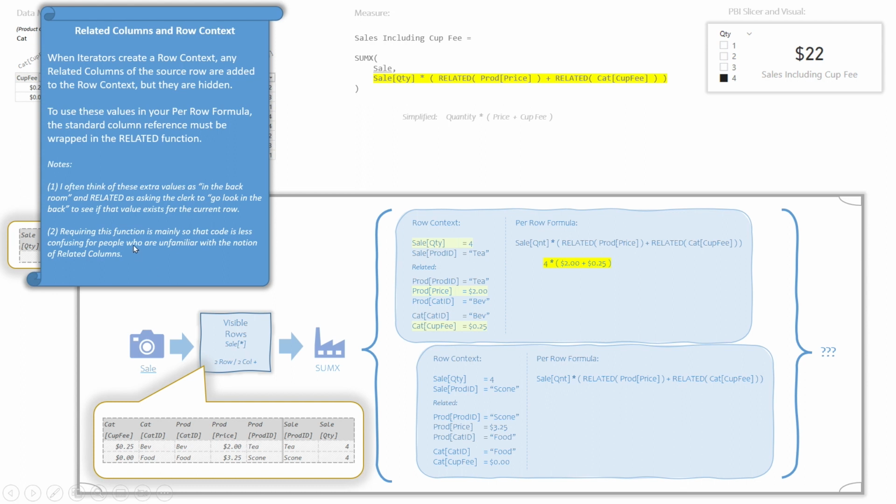Now, that brings up the question, why do they do this? Why do they make you use this related function? I think the real answer, I don't know this for sure, but my best guess is this related function is just meant to make it a little bit easier for human beings to read. It has less to do with the way that the program deals with these column names. It has more to do with making it more obvious that when you say prod price here in your per row formula, you mean the related value of prod price, right? You mean the one that you got using the relationships between the sale table and the product tables. That's sort of why they do it.